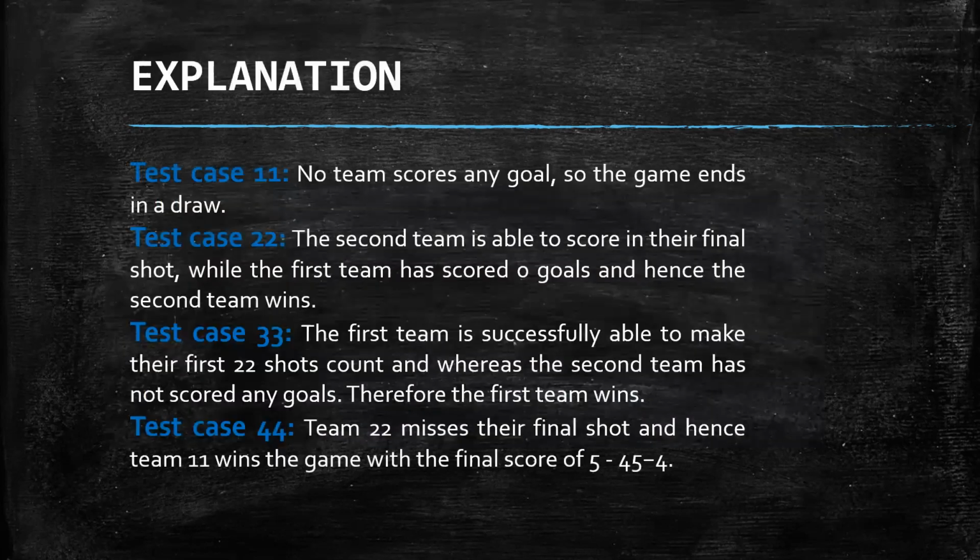Let's see the test cases. Test case 1, the first row. No team scores any goal, so the game ends in a draw. Test case 2, the second team is able to score their final shot while the first team has scored 0 goals, and hence the second team wins. The third test case, the first team successfully makes their first 2 shots count, whereas the second team has not scored any goals. So the first team wins.